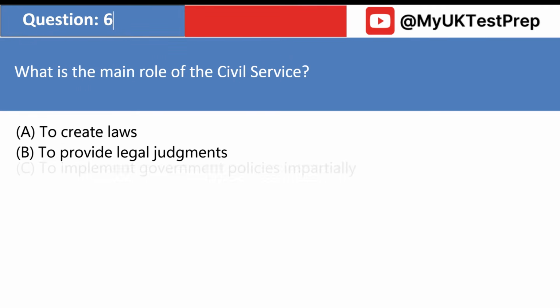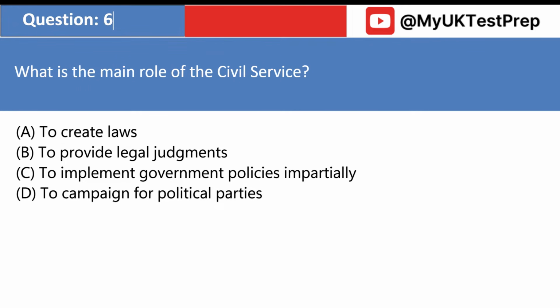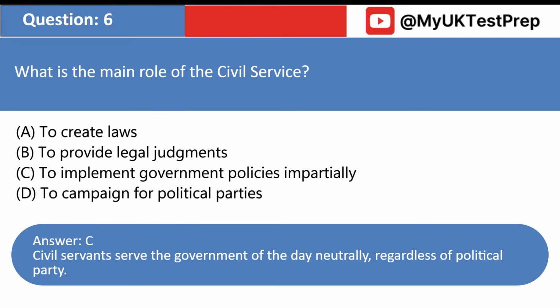What is the main role of the civil service? A. To create laws. B. To provide legal judgments. C. To implement government policies impartially. D. To campaign for political parties. Answer: C. Civil servants serve the government of the day neutrally, regardless of political party.